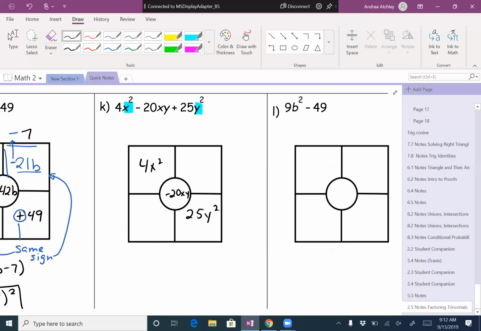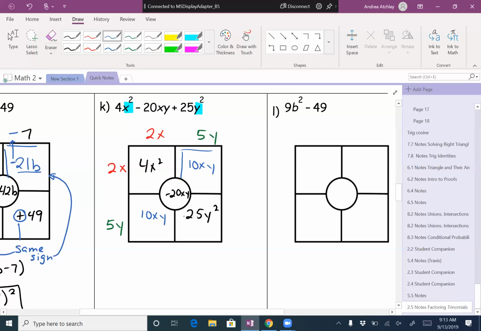Okay, class, what multiplies to 4? 2x and 2x. Then we also have to do the 25y squared. So it multiplies to 25y squared: 5y and 5y. So when they have that extra variable, you just need to add the variable to the second term. And then you multiply. 5 times 2 is 10xy. 2x times 5y is 10xy.